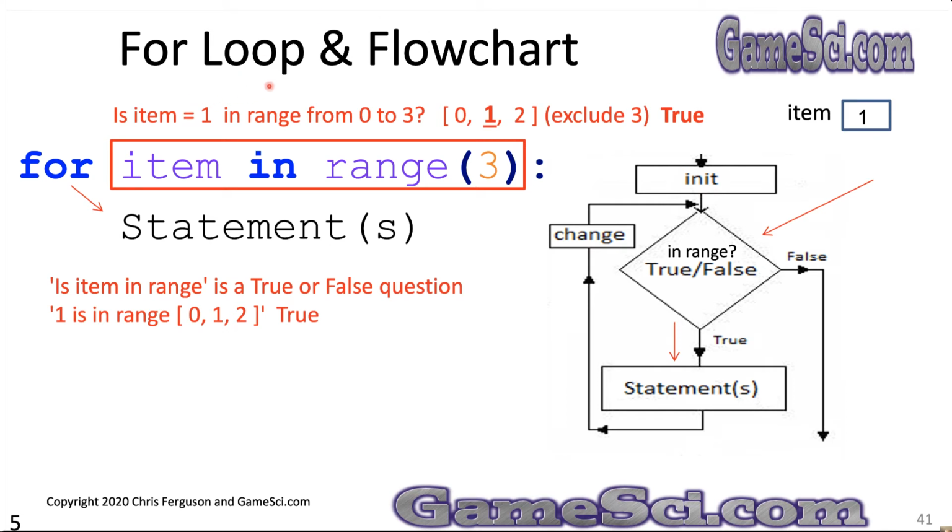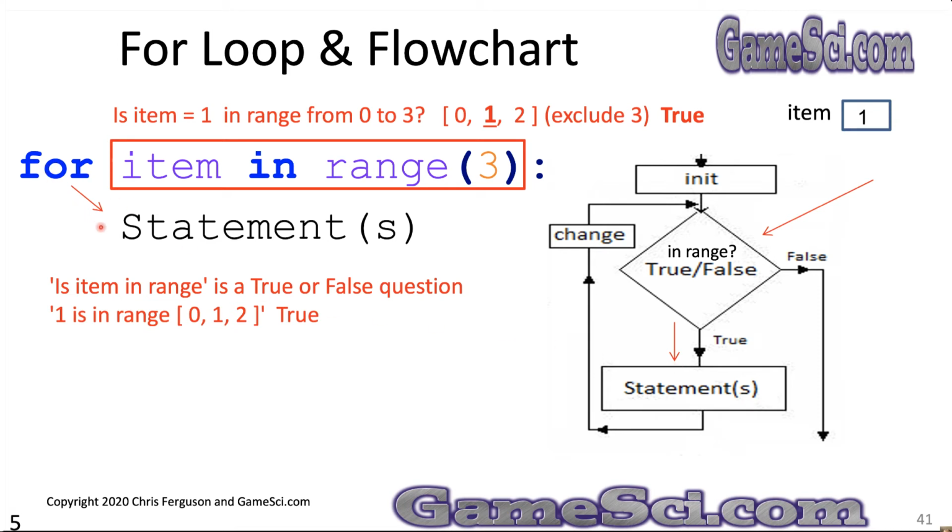Is item equal to 1 in range from 0 to 3? Well, it sure is. 1 is in the proper range. Remember, we're excluding 3, so this is still a true statement. That means our condition, our true-false statement that's controlling the loop, is true. When this is true, what do we do? We fall through and execute the block of statements.